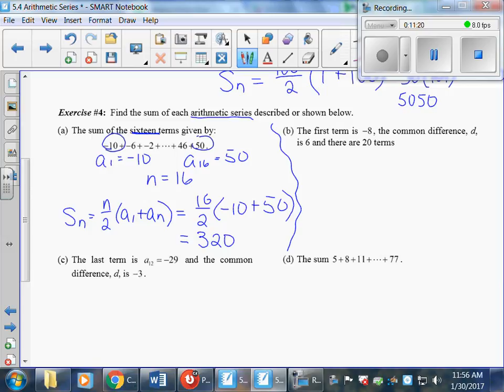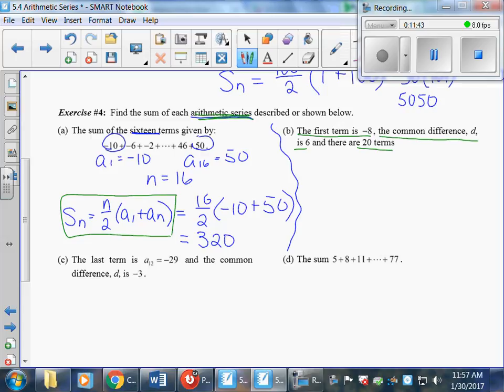Until you understand this, taking the time to write your formula down is kind of important. If you do that every time, that's the way you get to remember it. Here they're saying, again, we're still talking about arithmetic series. The first term is negative 8. The common difference, d, is 6, and there are 20 terms.